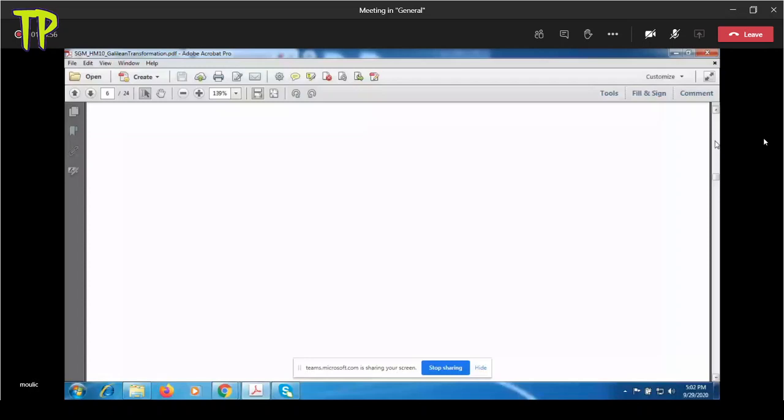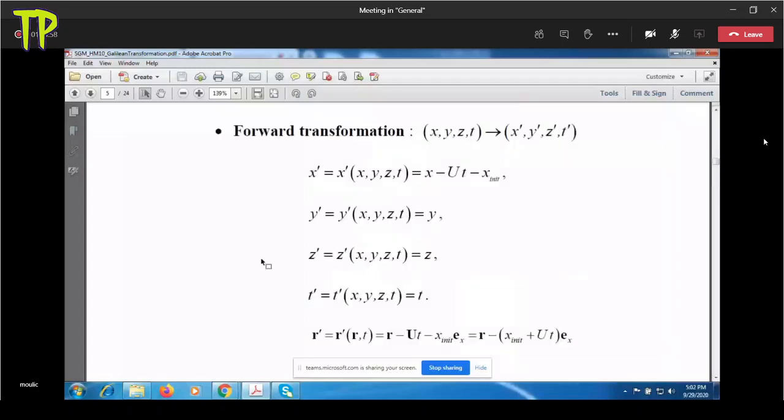Okay, so this is a forward transformation. You're transforming x, y, z, t to x prime, y prime, z prime, t prime. Yes, sir. x prime is x minus ut. This you have seen. Yes, sir.